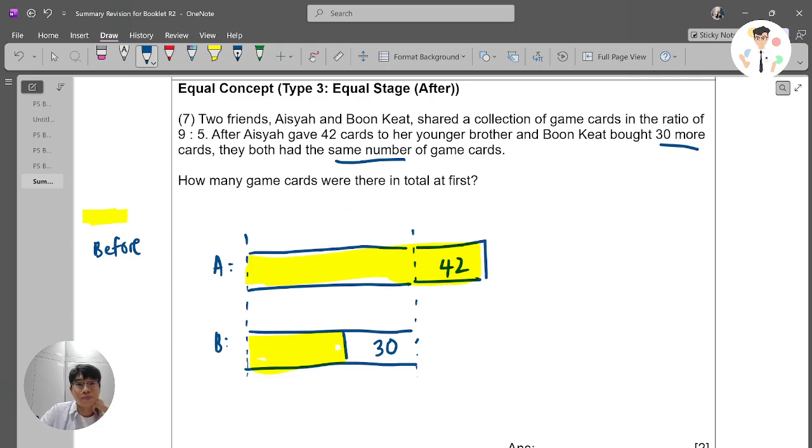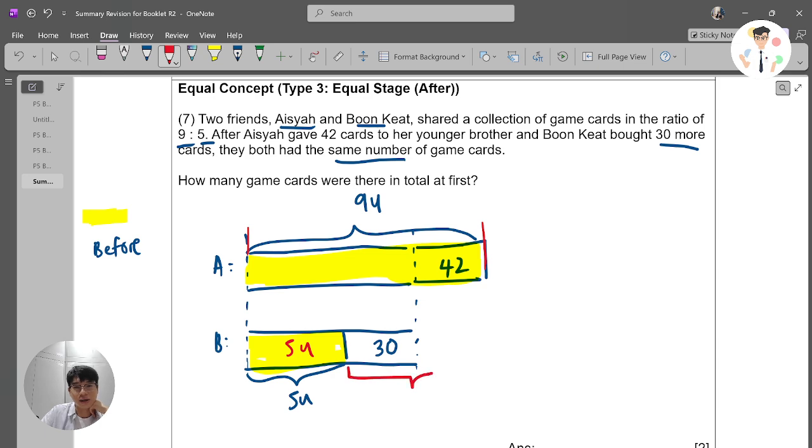Now, at the beginning, which is before, here we know that the ratio of A and B is what? 9 to 5. So I know this is 9 units. This is what? 5 units. Correct. This is 9 units, this is 5 units. And with that, you actually should notice what? From here to here is 9 units, right? So here to here is 5 units. I actually can say that here to here is actually what? 9 units minus 5 units, which is 4 units. And that 4 units is 30 plus 42.